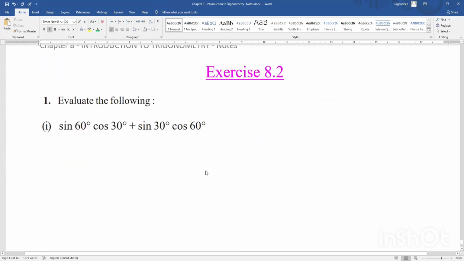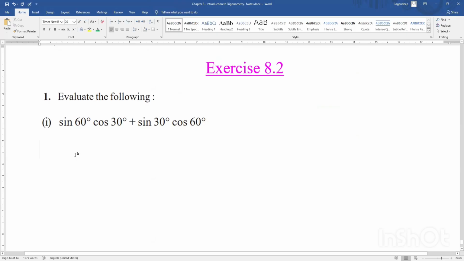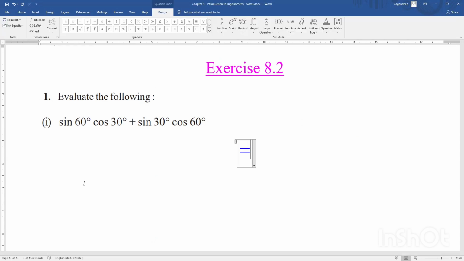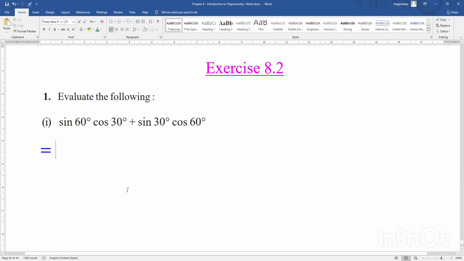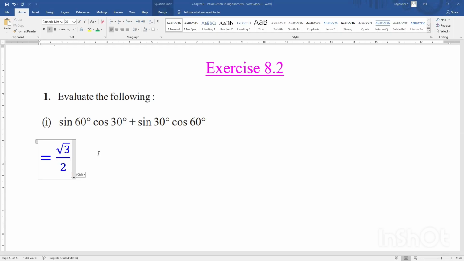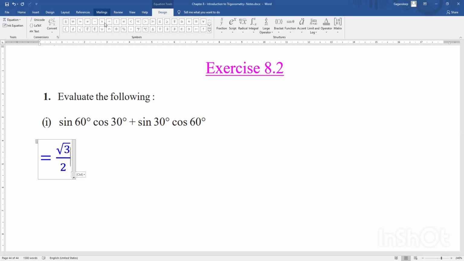Now, let us take the first problem. Evaluate the following: sin 60 cos 30 plus sin 30 cos 60. So we have sin 60. What is sin 60? It is root 3 by 2. Then cos 30. For cos 30, there is no gap, that means it is multiplication, so I just write the multiplication sign.